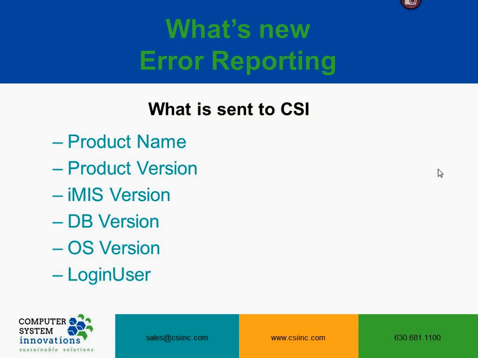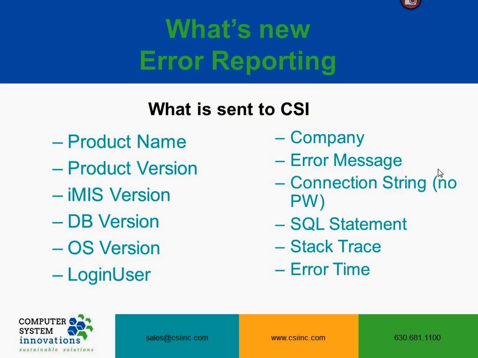What's sent to CSI? Well, we get your product name, your version, your IMUS version, your SQL version, your operating system version, who you're logged in as. We get what company you're licensed to. We get the error message. We get the connection string without your password, no password sent over. We get the statement that caused the error, the update statement or whatever. We get a stack trace, which is fancy terminology for the programmer's error. And we get what time it happened.